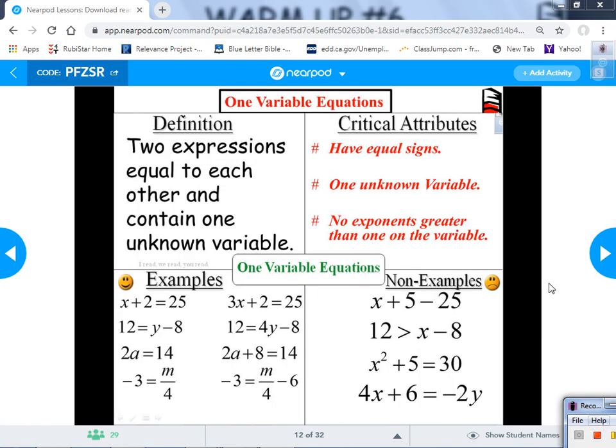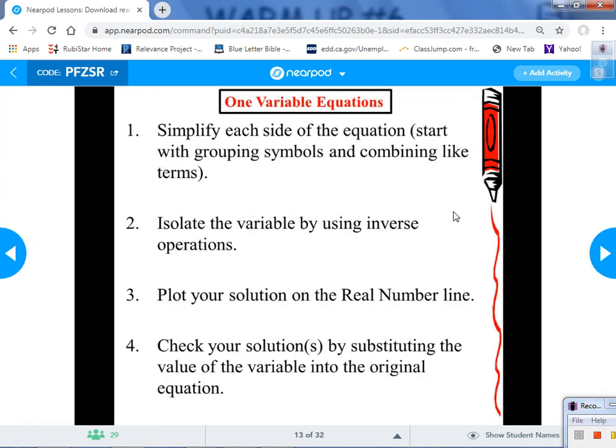Does it look like that? Something like that? Pretty good, right? All right, so what steps did we use last week? We said simplify, isolate, plot, and check. What are the steps? Simplify.